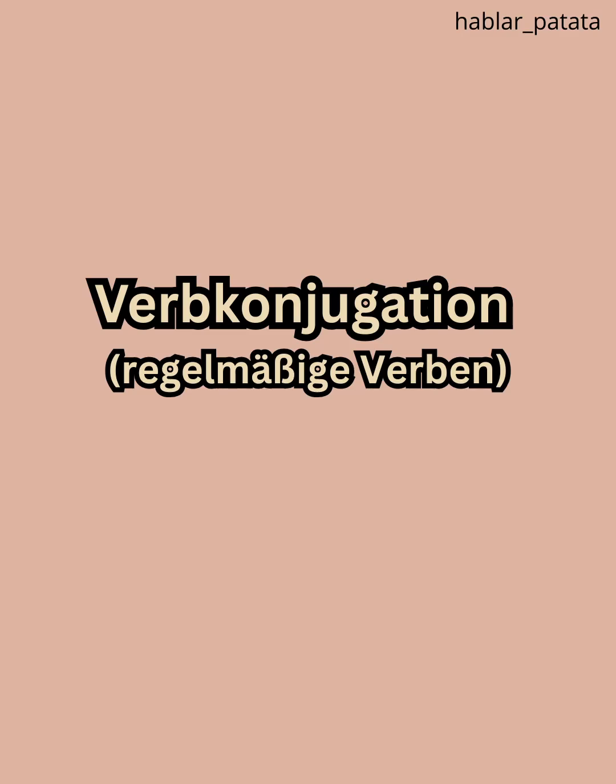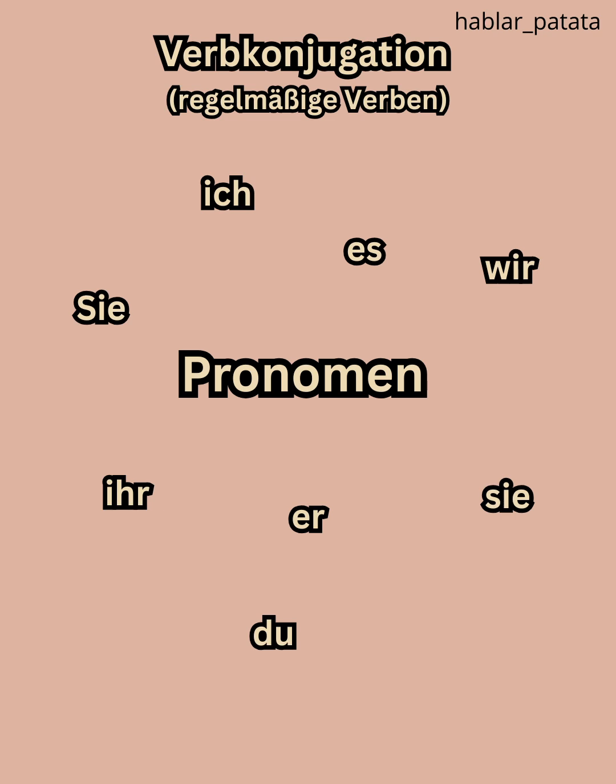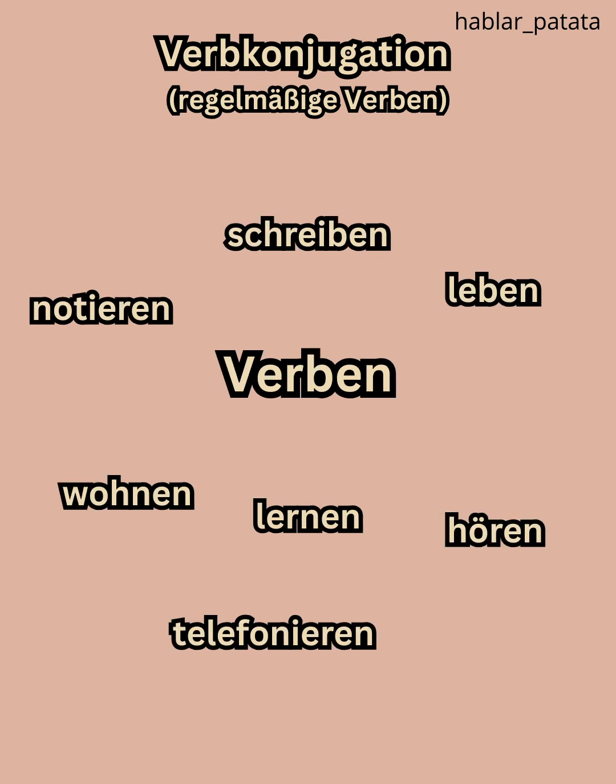Today we will learn the conjugation of the regular verbs in Präsens in German. First, let's have a look at the pronouns. The pronouns, that is the word that indicates the person we are talking about, determine the ending of the verbs. Verbs are the words that usually express an activity or an action.